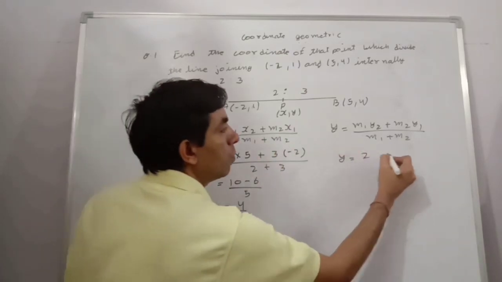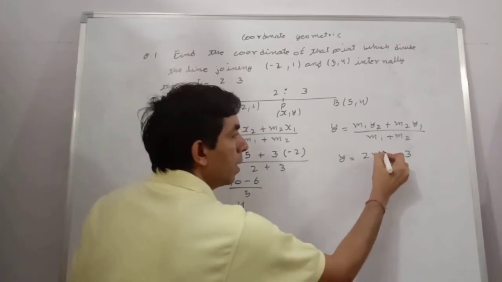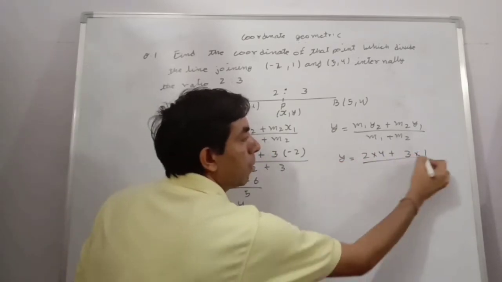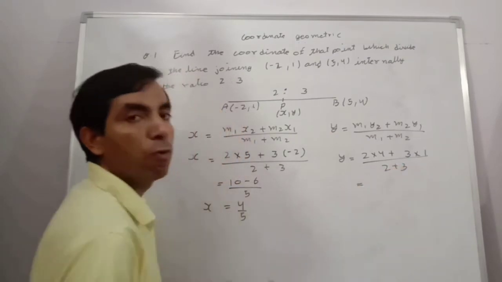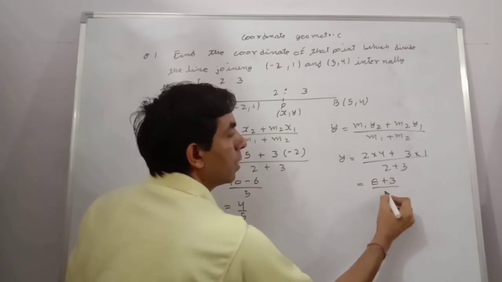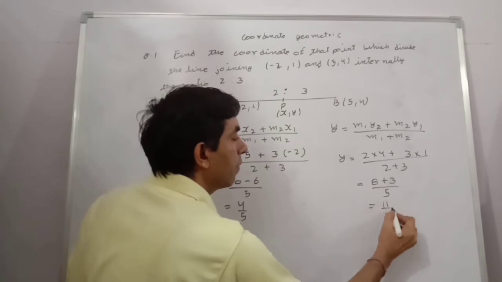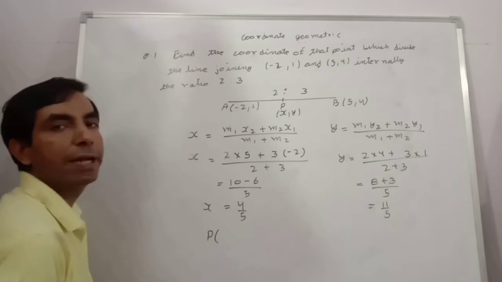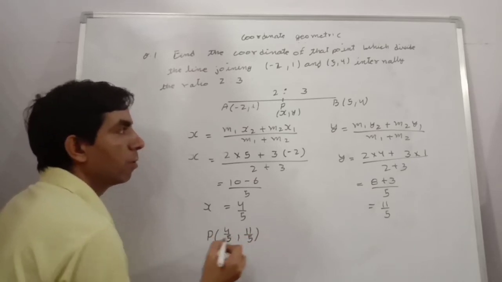m1 is 2, m2 is 3, y2 is 4, plus y1 is 1, and the sum m1 plus m2 is 2 plus 3. 2 times 4 is 8, 8 plus 3 is 11, upon 2 plus 3, 5. Then we got the solution 11 upon 5. Means the coordinate of point P is (4/5, 11/5).